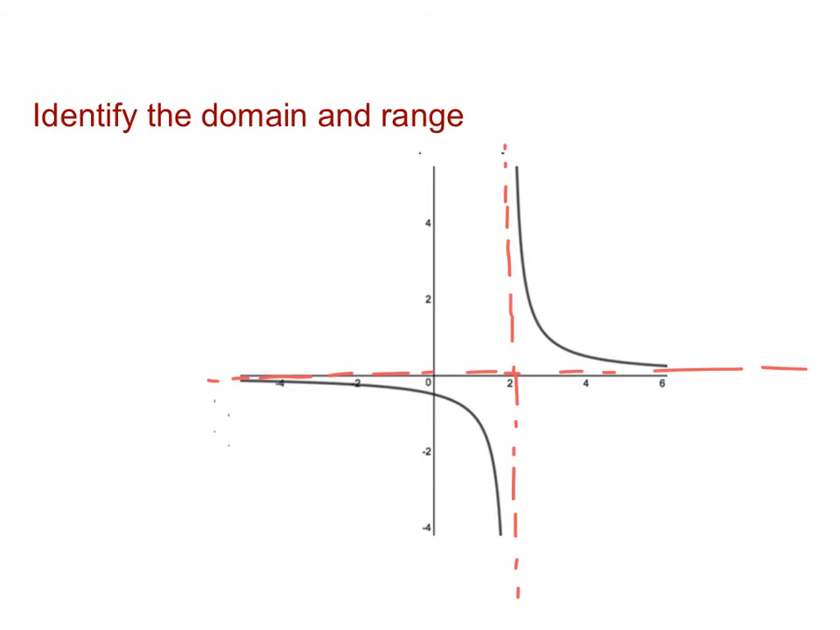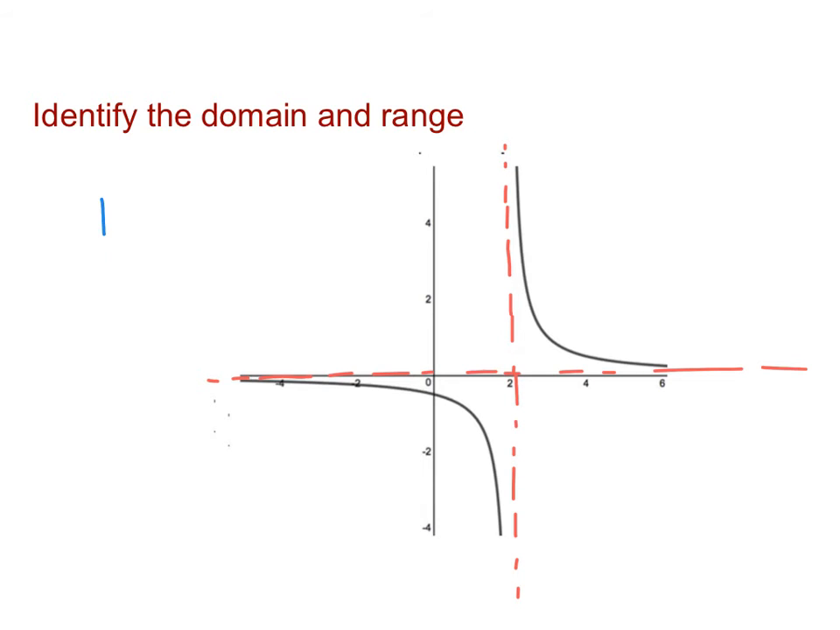Same thing here horizontally. I also have what's known as a horizontal asymptote at 0. So again, my curve is going to get really close to 0. It's going to approach it infinitely, but never ever touch it. Same thing over here. Approach it infinitely, but never touch it.